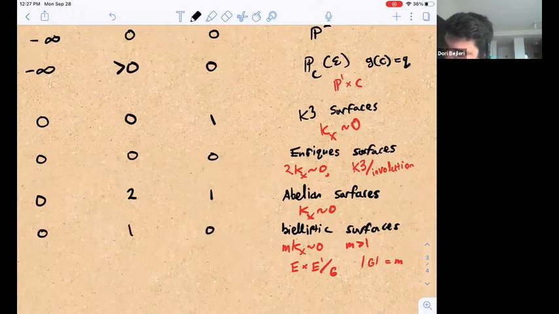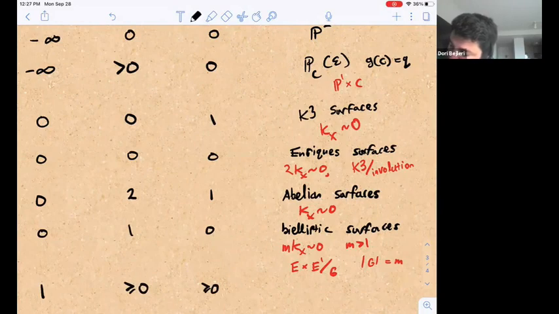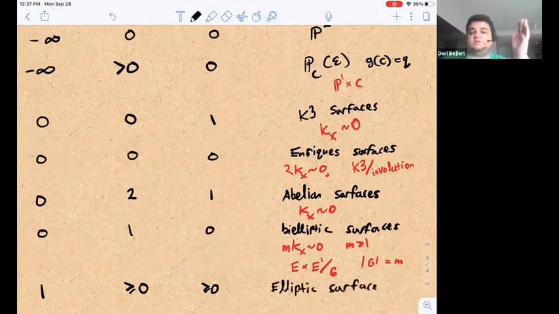Okay, and then in codimension 1, the irregularity can be anything non-negative, and similarly for the genus. And these are all elliptic surfaces. So we'll see that they're all genus 1 fibrations over a curve. And I'll say more precisely when we prove the theorem how we can determine their structure.